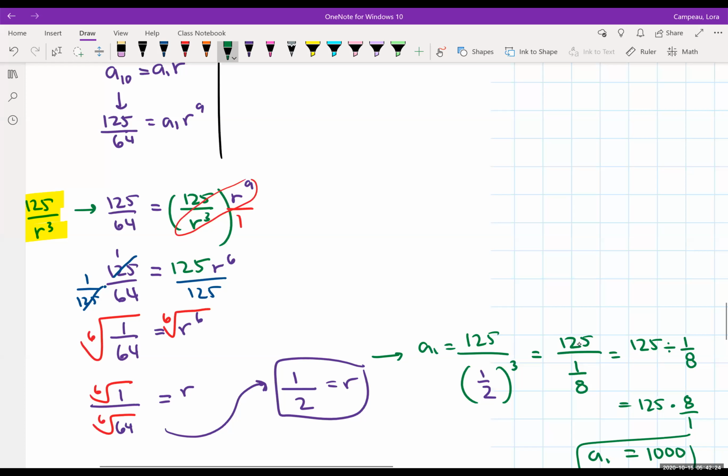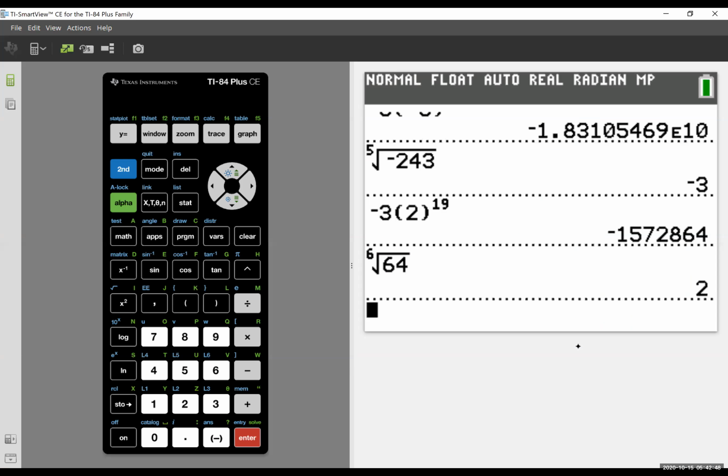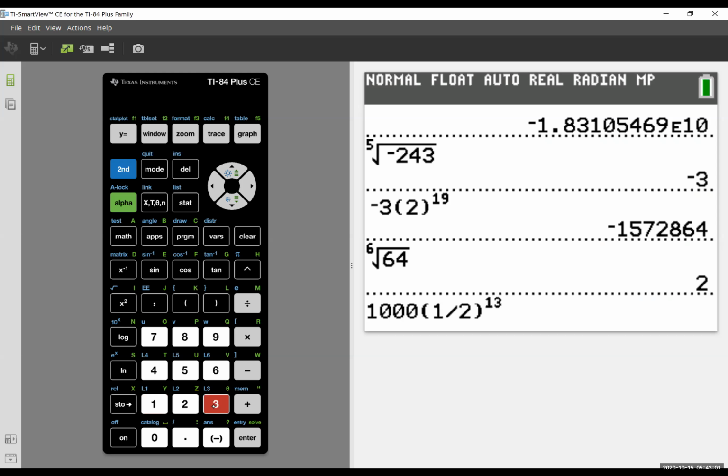We're going to take that and replace it into our formula. a sub 1 is 1,000. And at this stage, I wouldn't take 2 to the 13th in my head. I might just plug this into my calculator. So let's go back to our TIs. Take some time, and remember what we were finding. It was 1,000 getting multiplied by 1/2 raised to the 13th power. So remember, it's 1/2 taken to the 13th power.